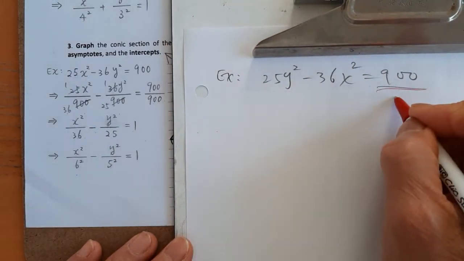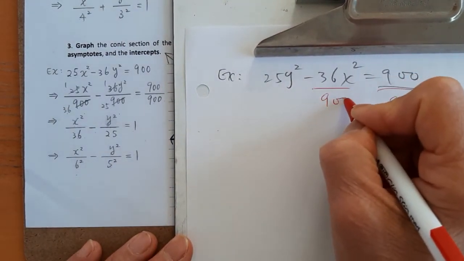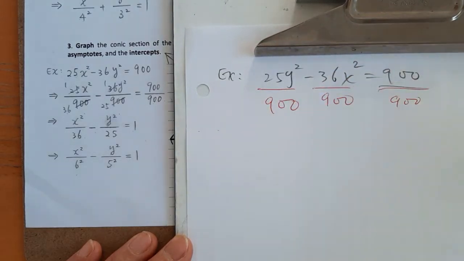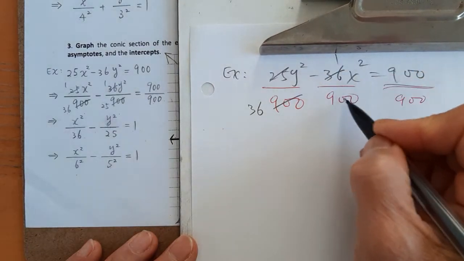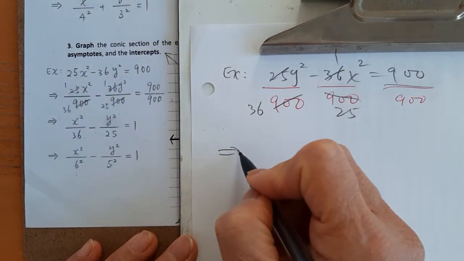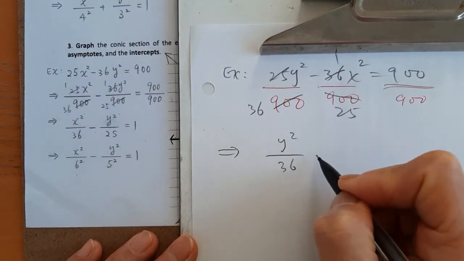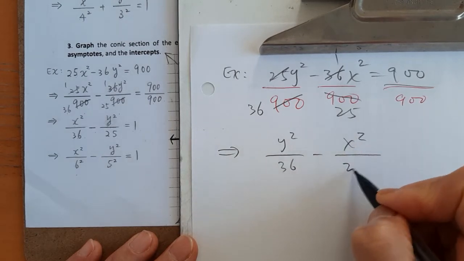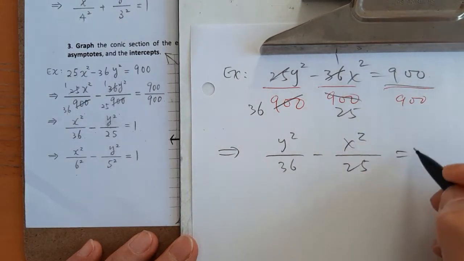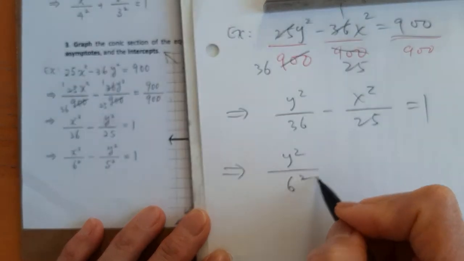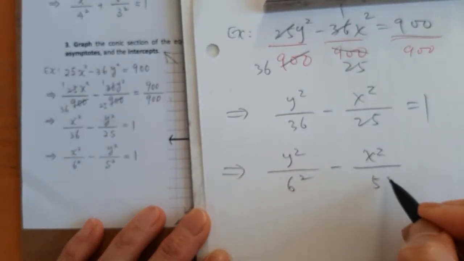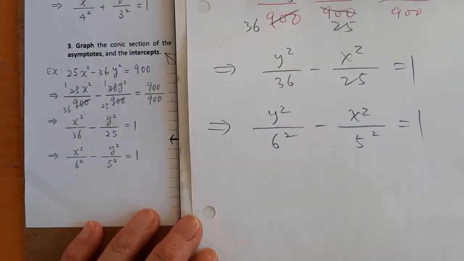You divide each term by 900 and cancel. Cancel is 36. Cancel, get 25. So you will get y squared over 36 minus x squared over 25. 900 over 900 is 1. Then you will get y squared over 6 squared minus x squared over 5 squared equal 1.